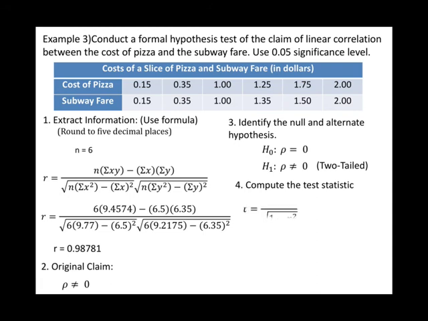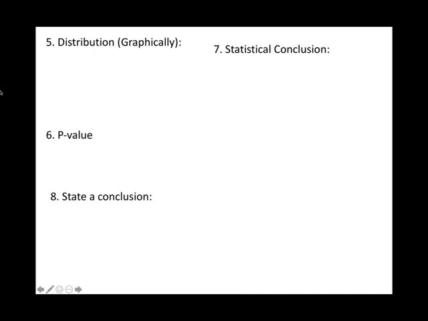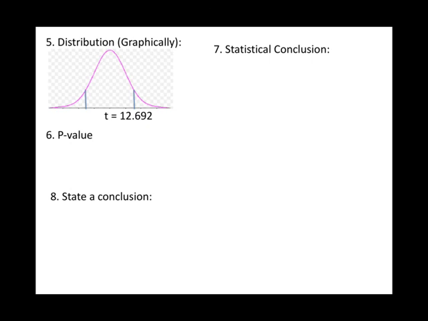Okay, find the test statistic. Use this formula. We're going to plug it in. Use your calculator. You should get 12.692. Okay, distribution. We have the t distribution with two tails. The p-value will be equal to the area of two tails.